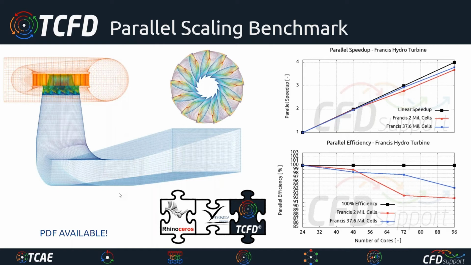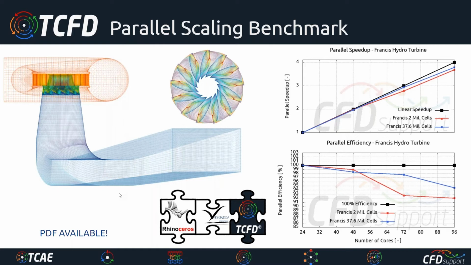especially for unlimited CFD codes like TCFD is. It's very crucial. Scalability is critical because its users can use their hardware resources to the fullest. So scalability definitely is very important. So we made a detailed study of TCFD parallel scaling. The tested case was France's hydro turbine. The scaling results were amazing.